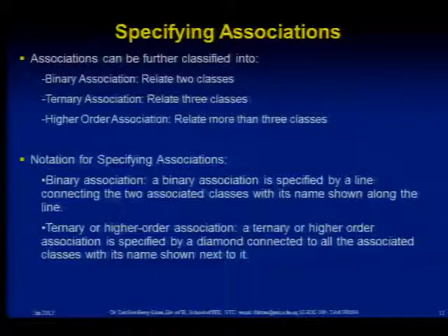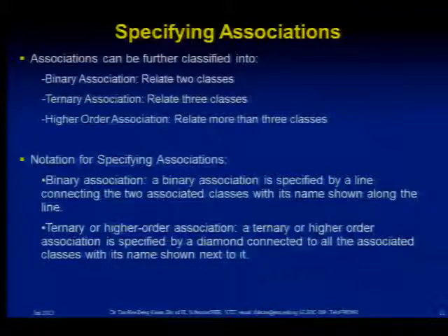First we are going to discuss associations. In terms of the number of classes it associates, an association can be classified into three types: binary, ternary, and higher order. Binary associations are those associations that relate only two classes. They always relate two classes only. It can be to itself.